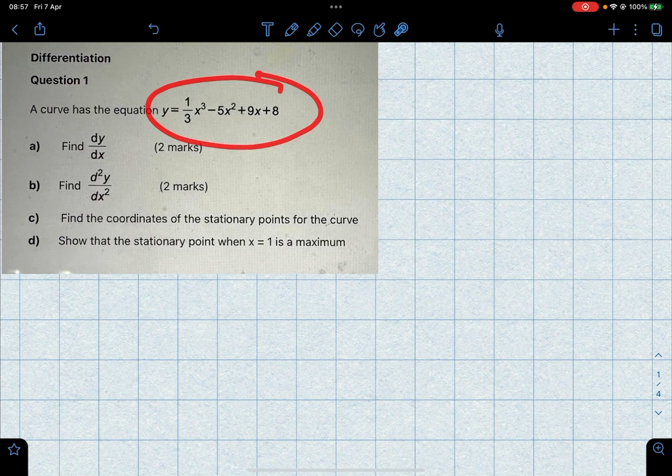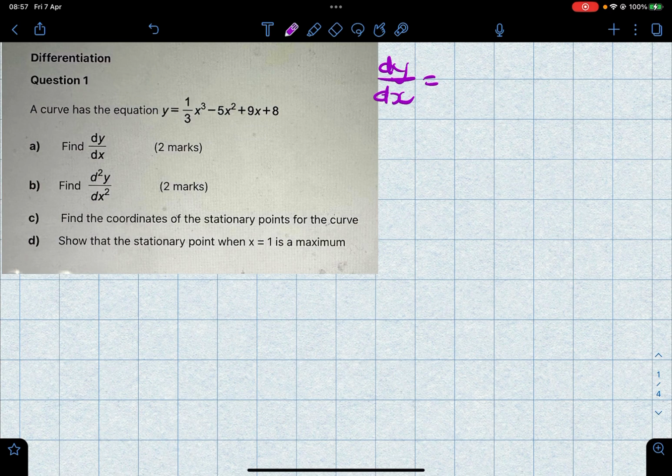Okay, so you're given your function and it wants dy by dx, so direct differentiation. Dy by dx, you multiply the power by the coefficient, so that's 3 times 1/3 is just 1, so x squared minus 10x plus 9, so that's easy enough.